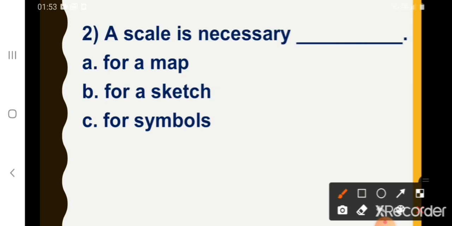Second one, a scale is necessary dash. A, for a map. B, for a sketch. C, for symbols. What's the correct option? Correct. A for a map. A scale is necessary for a map.